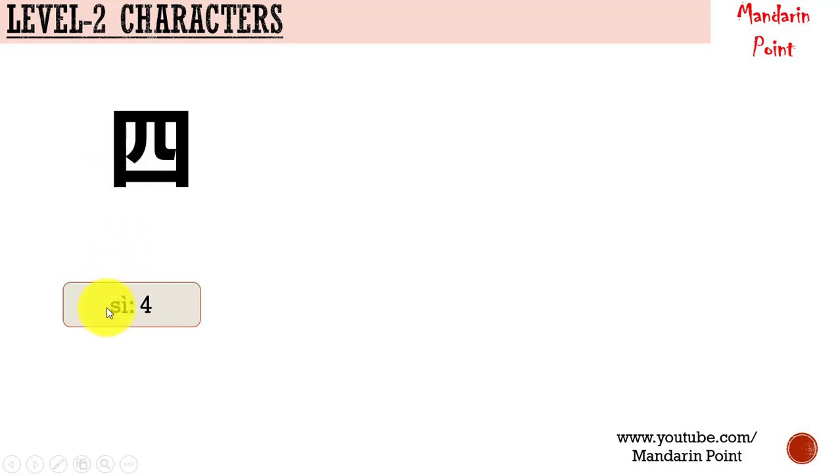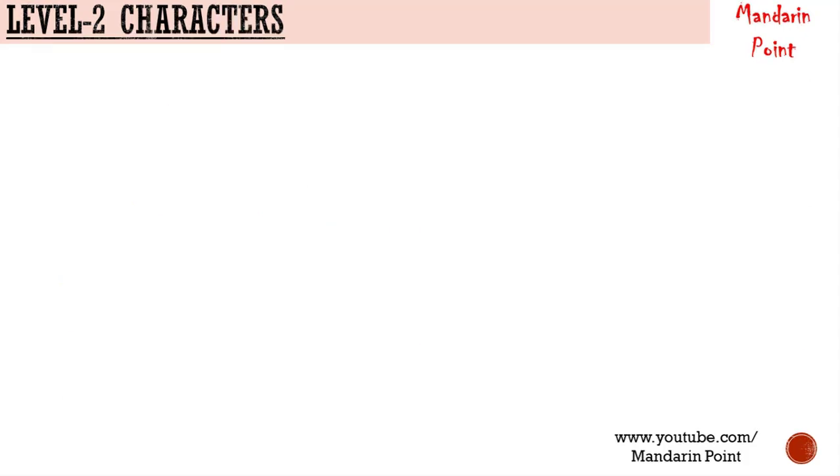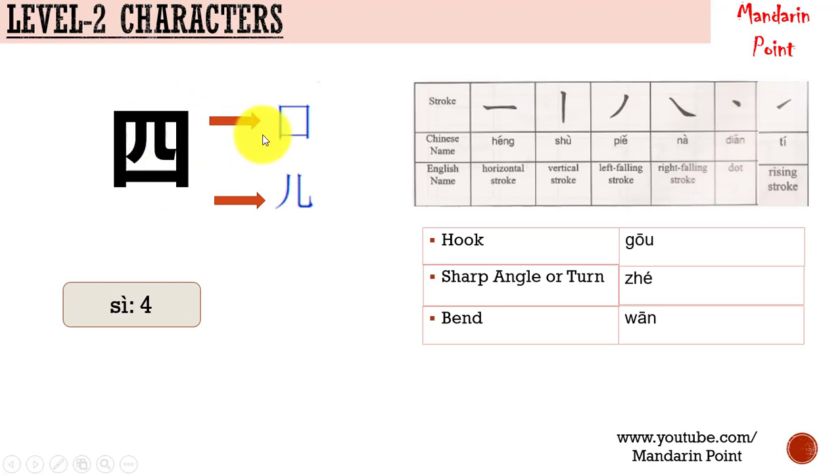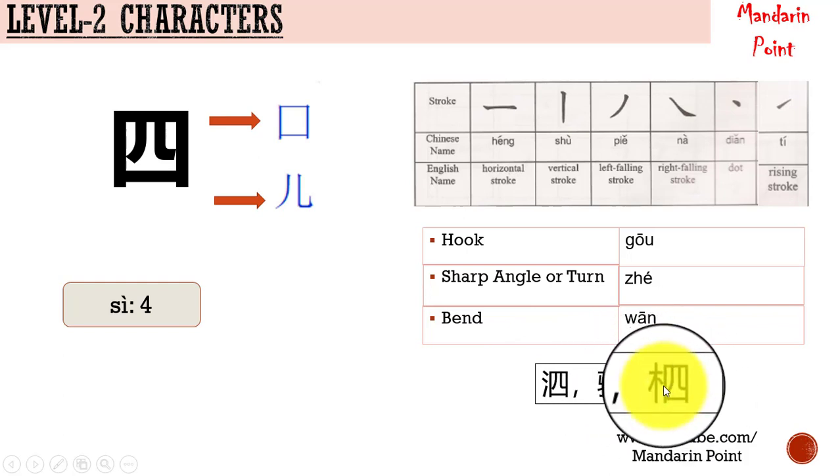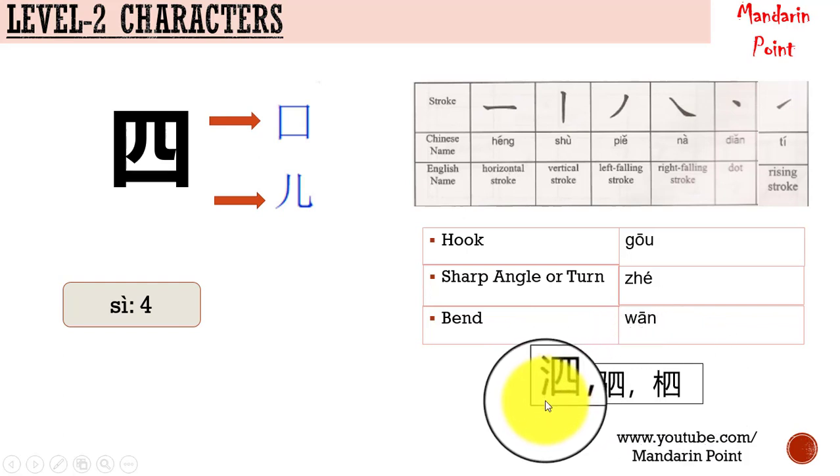For example, it is Si, meaning 4. Just look at it and you will find that it is composed of two characters, an outer one and an inner one. The outer one is Kou and the inner one is Er. Both of these we have just studied. So the key point is, whenever you see a Chinese character, just decompose it and continue decomposing until level 1 characters appear. For example, this Si is decomposed until those characters appear which are directly derived from basic strokes. This Kou can easily be derived from these basic strokes and we have studied it, and the same is over here. We can see this Si over here, the right one, the right one, the right one. All these are Si, meaning 4, combined with other characters.